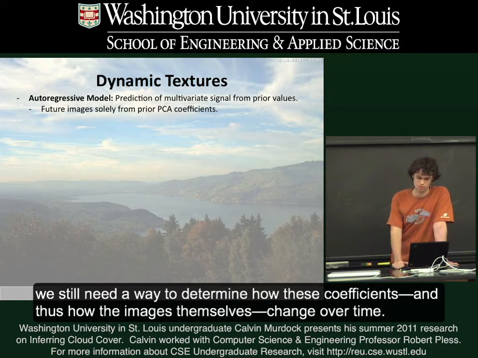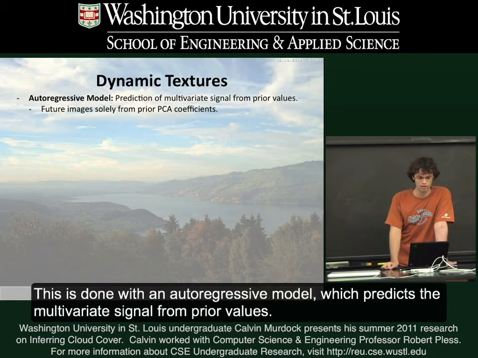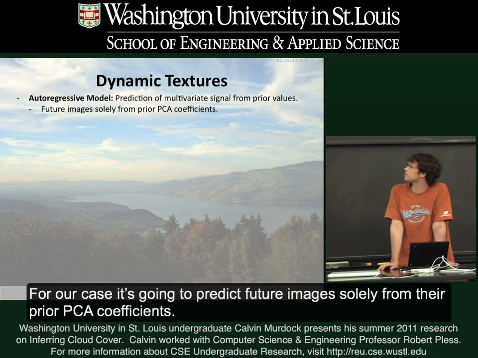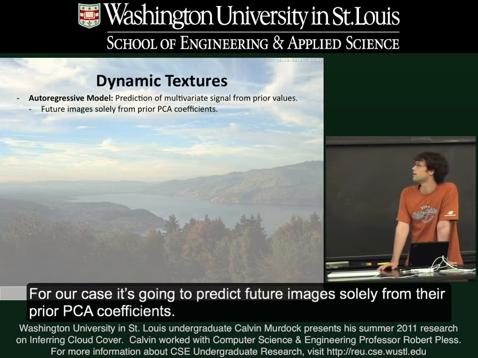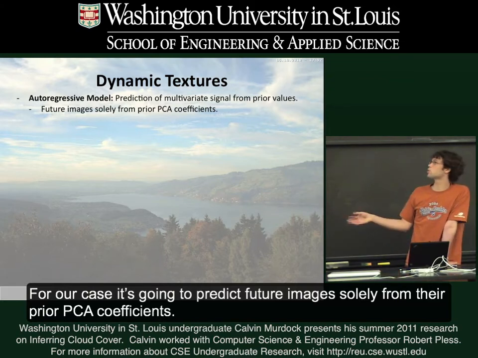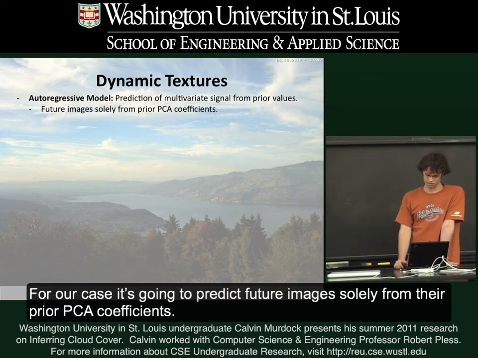Okay. So now that we have a way of statistically modeling how clouds are distributed spatially, we still need a way to determine how these coefficients and thus how the images themselves change over time. And this was done with an autoregressive model which predicts a multivariate signal from prior values. So for our case, it's going to predict future images solely from their prior PCA coefficients.